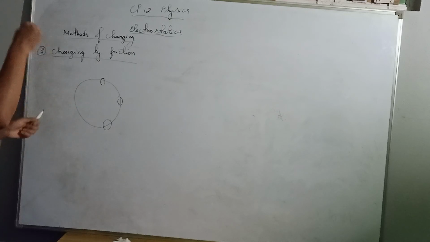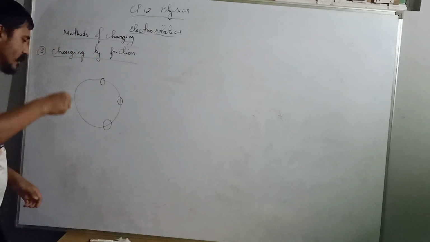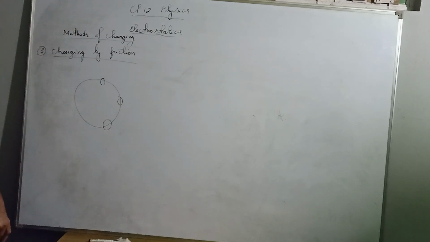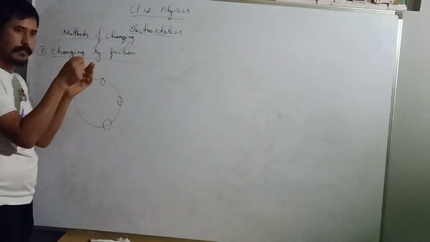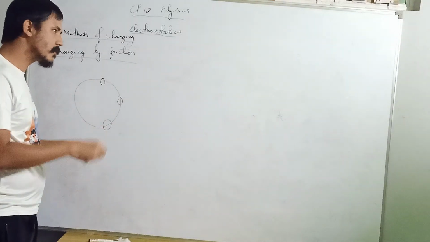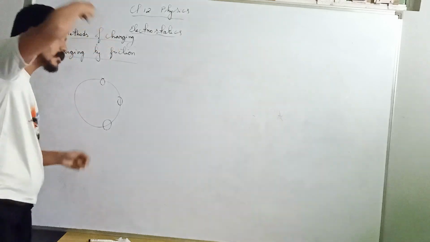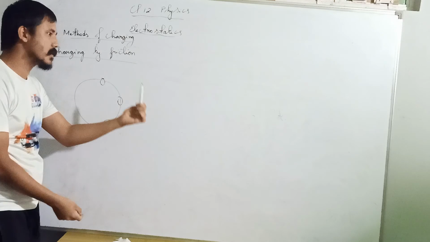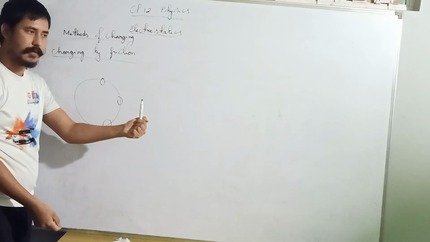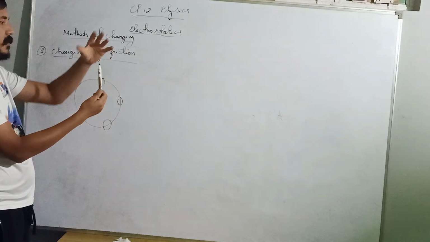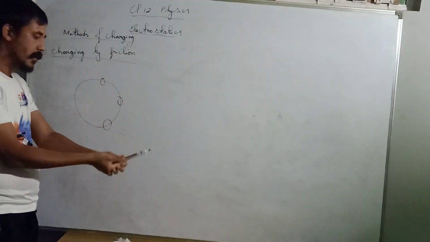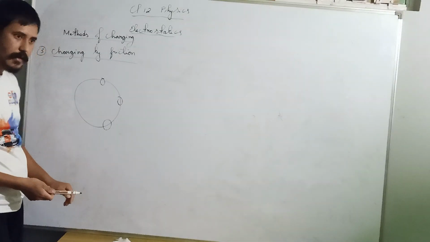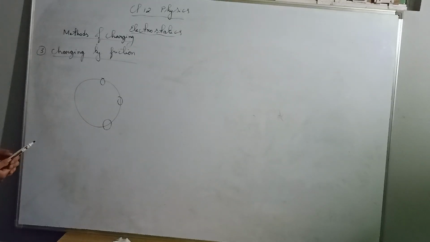So when you rub a scale on your hair, say the electrons in the outermost shell of your hair are loosely held. They will be transferred to the scale. As a result, your hair has lost some electrons, so it will become positively charged, whereas the scale has gained excess electrons, so it will become negatively charged. As the scale has become charged, it will attract small pieces of objects. That is how charging can be done by friction.